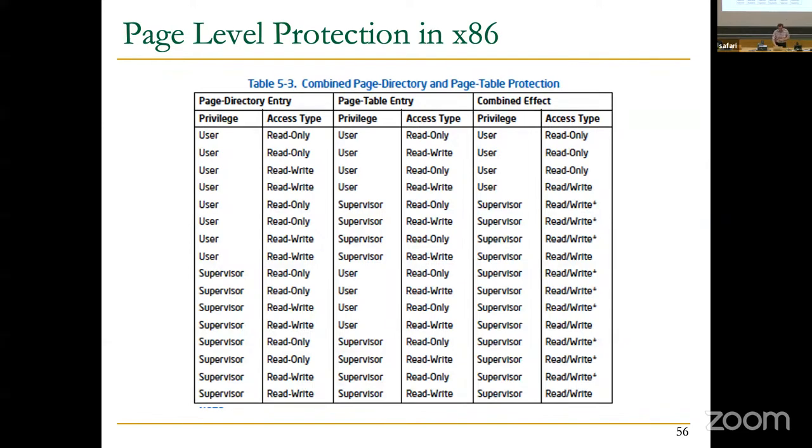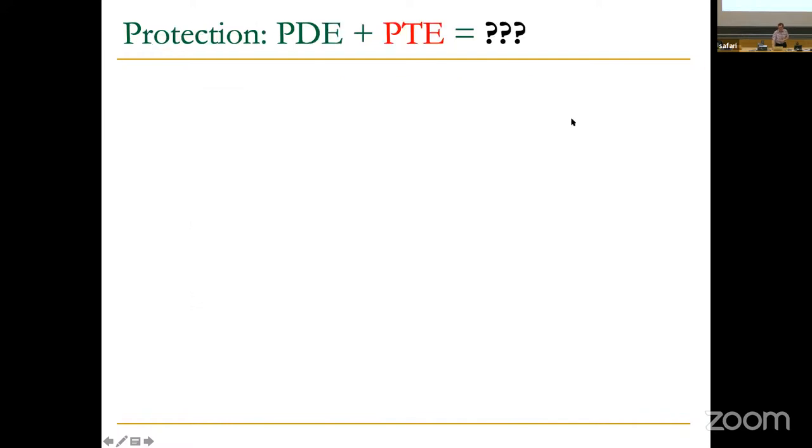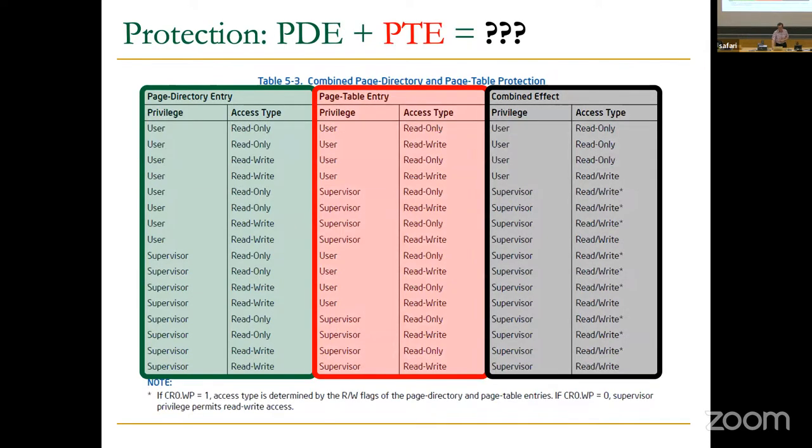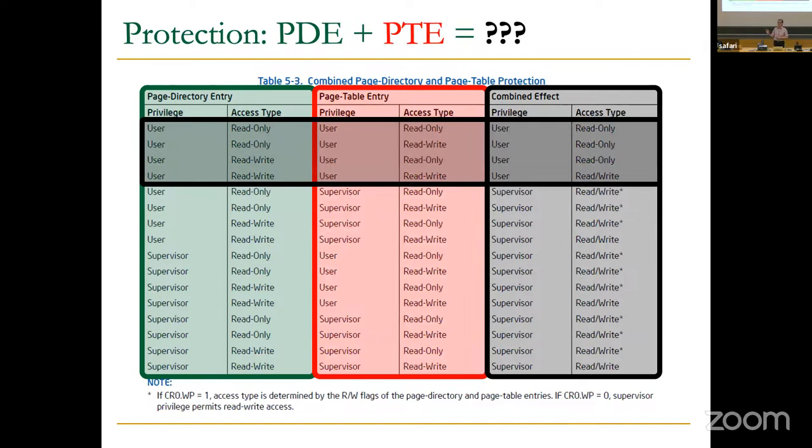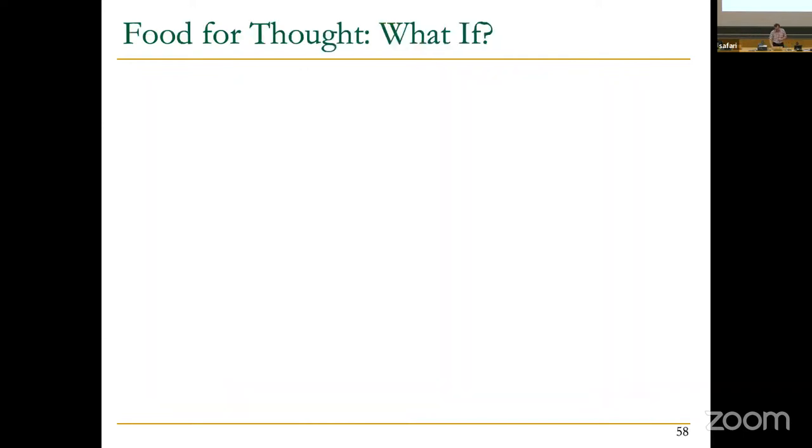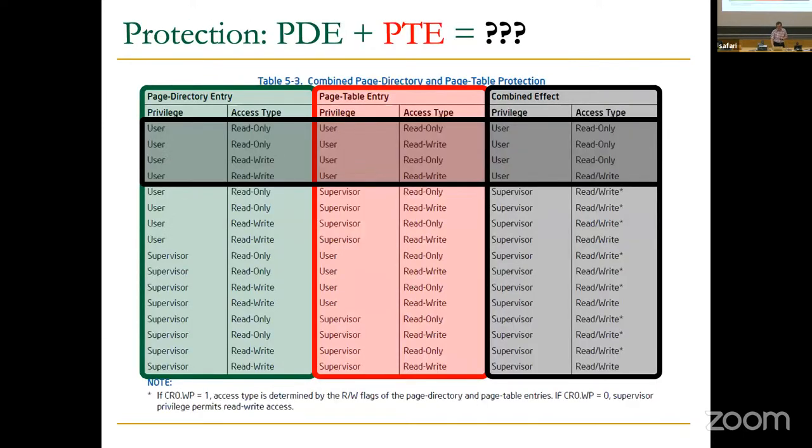Basically, depending on what you have in the page directory entry and page table entry, there's a combined effect of whether or not you can access. And you can look at that over here. Again, I don't have time to go over this, but basically this is what the ISA specifies, and the operating system needs to obey it and the hardware needs to obey it, period. If they have specified it wrong, too bad, fix the ISA somehow, right? Okay, so any questions on this?